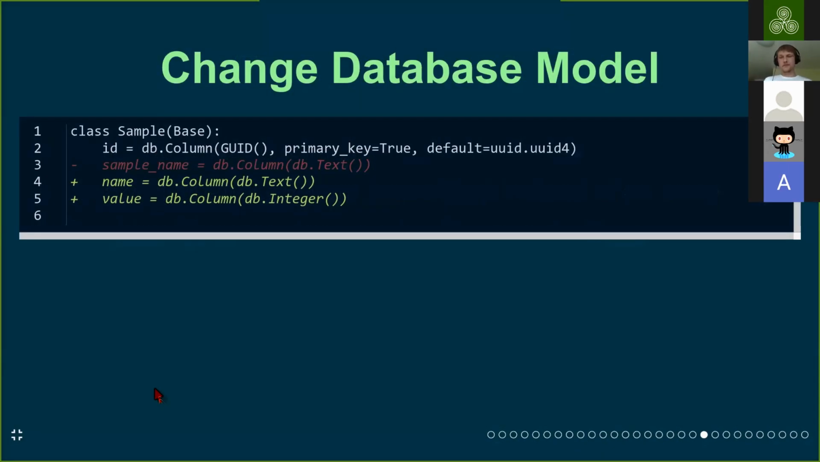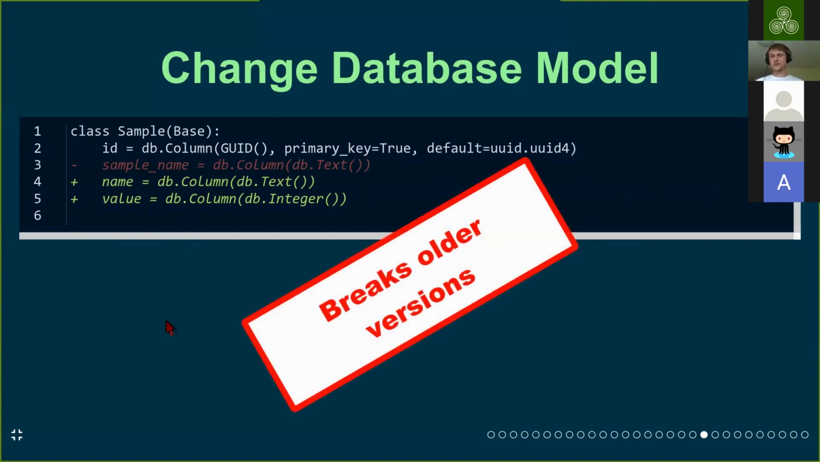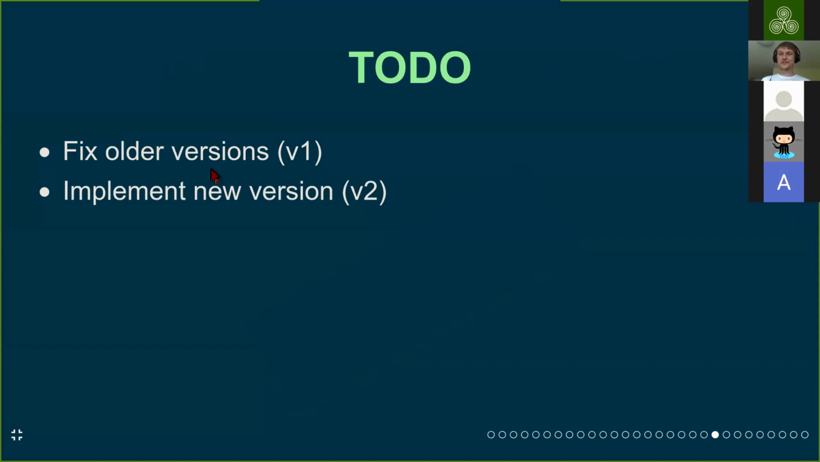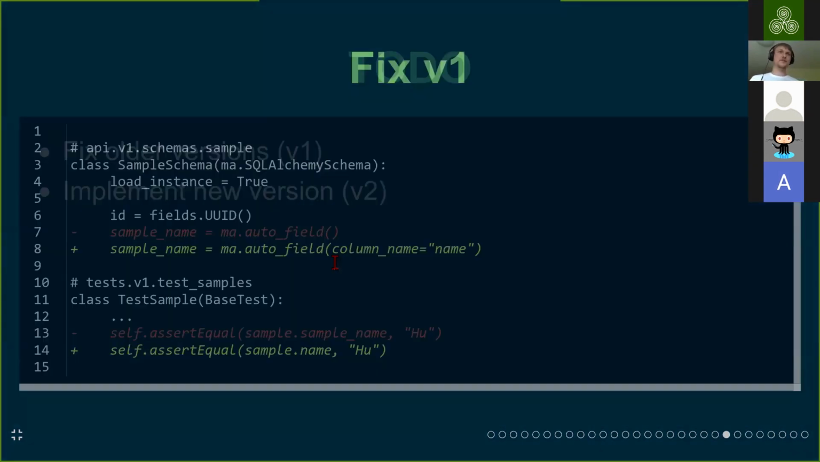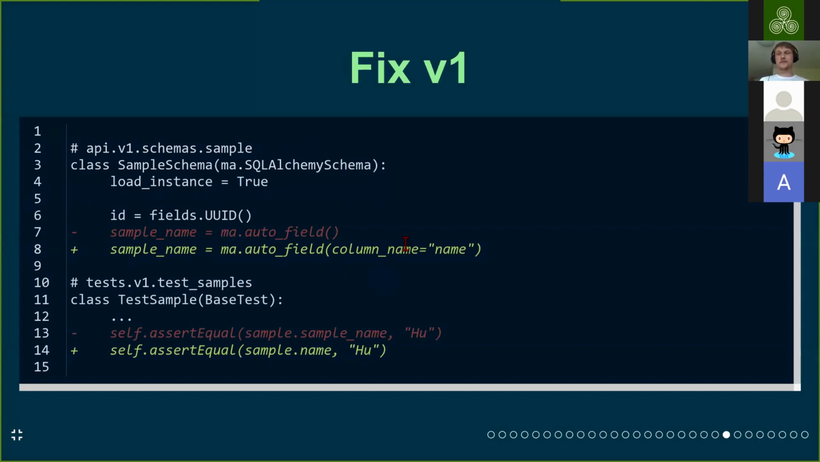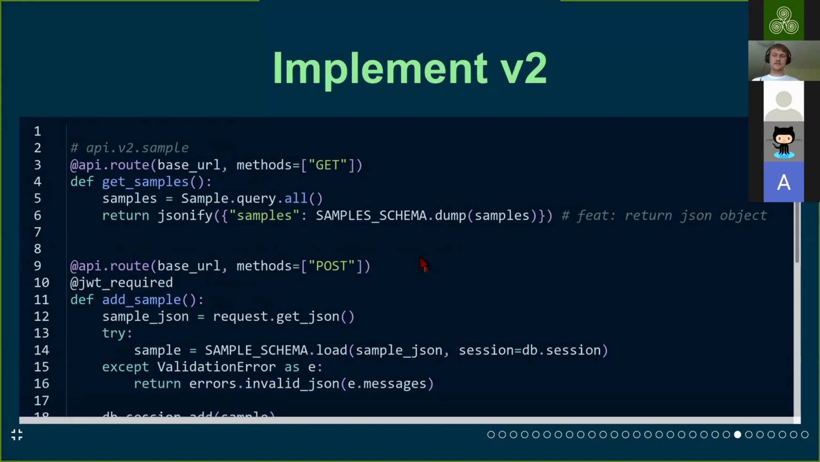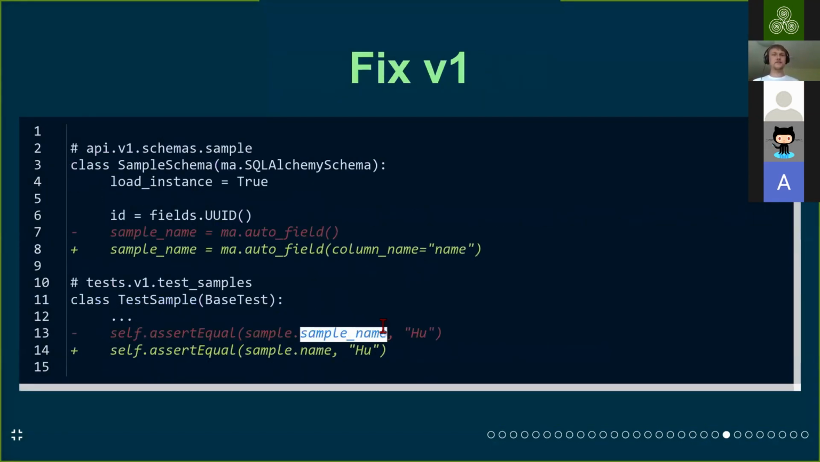So let's do that. Of course, we would say, okay, let's change the database model first, but this breaks older versions because older versions rely on sample name. So we have two to-dos: first, fix our older versions, and second, implement a new version. So let's fix our older version. It's very easy. Because we are using marshmallow schemas, we can change only the marshmallow schema and say sample name should not only be an auto field, but should look for the column name, because we have renamed the column from sample name to name. And in my case, some tests break too, because I check if the value is really stored in the database, and therefore I also have to work on my tests.